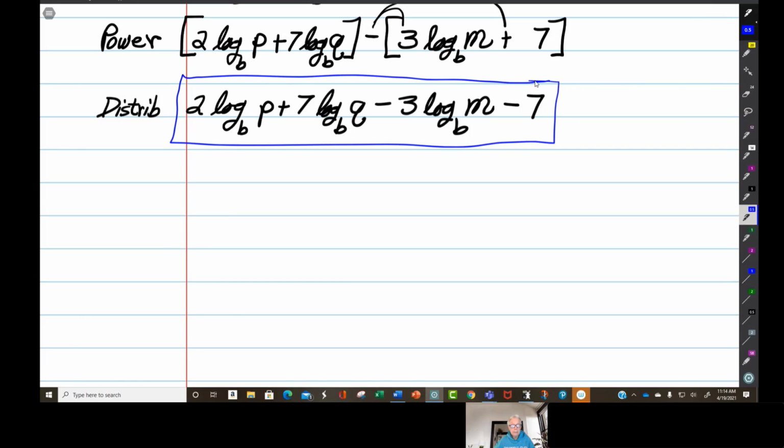2 times log base b of p, plus 7 times log base b of q, minus 3 times log base b of m, minus 7.